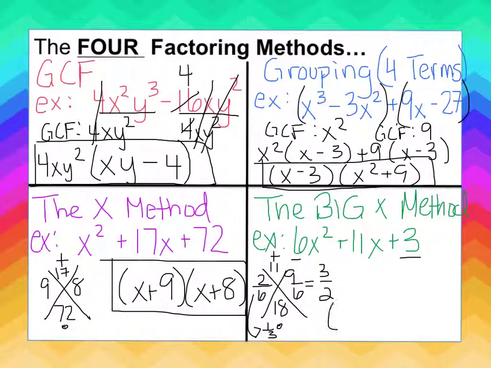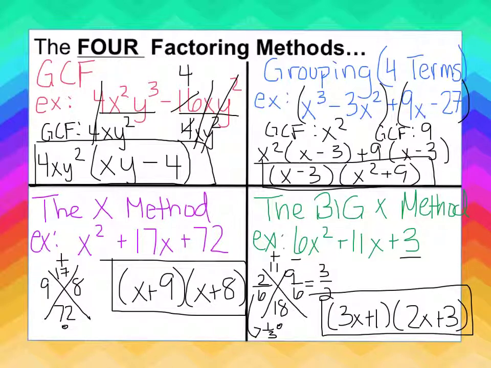And then we write in our factored form, so we get 3x plus 1, and we get 2x plus 3. And this is our factored form of that polynomial.